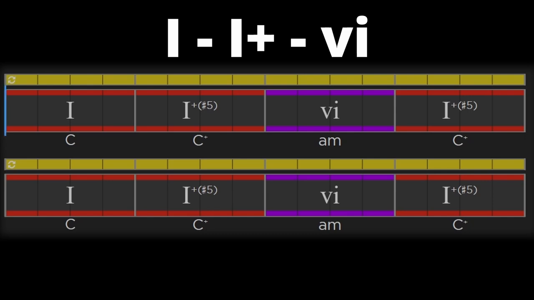In this next example, we use the root note of the 6th chord to resolve the augmented 1 chord. We then fall back down to the augmented chord.